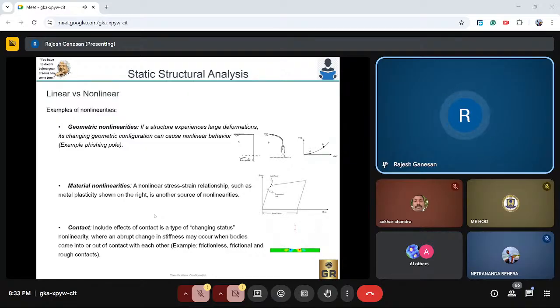Material non-linearity refers to the stress-strain relationship. That is the next picture. In the next picture, you can see the stress-strain relationship where yield stress and everything comes in. The same thing we call non-linear behavior.